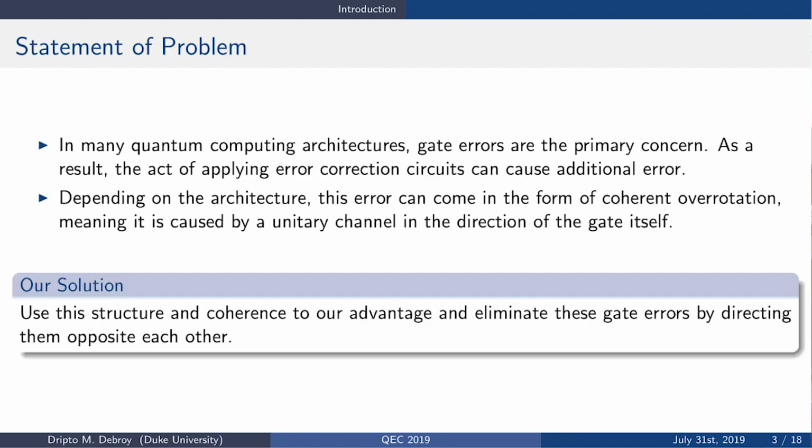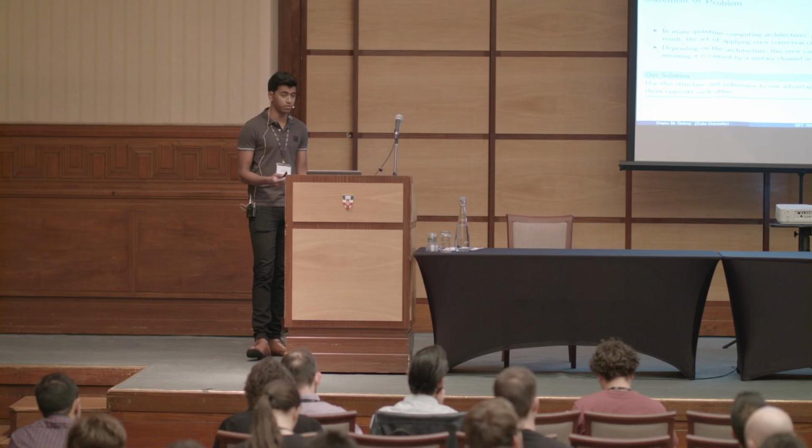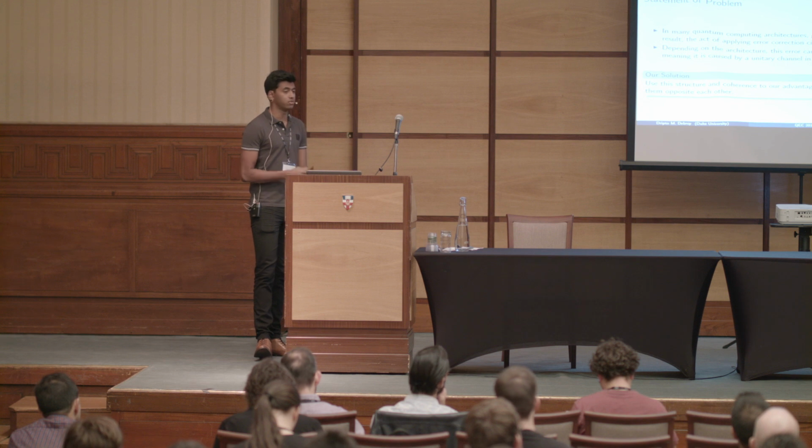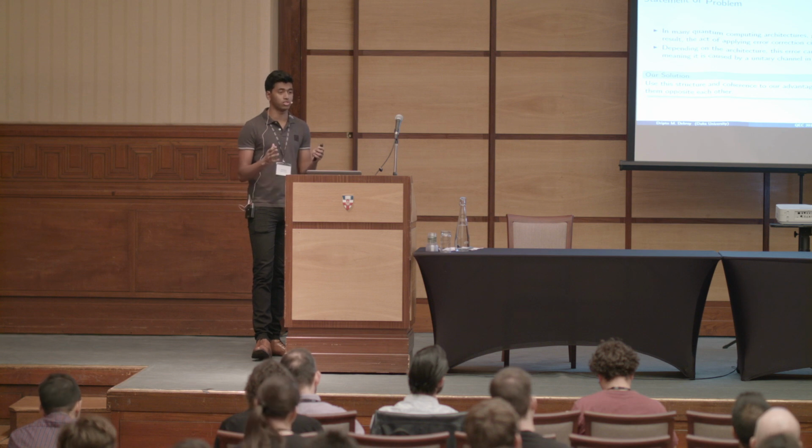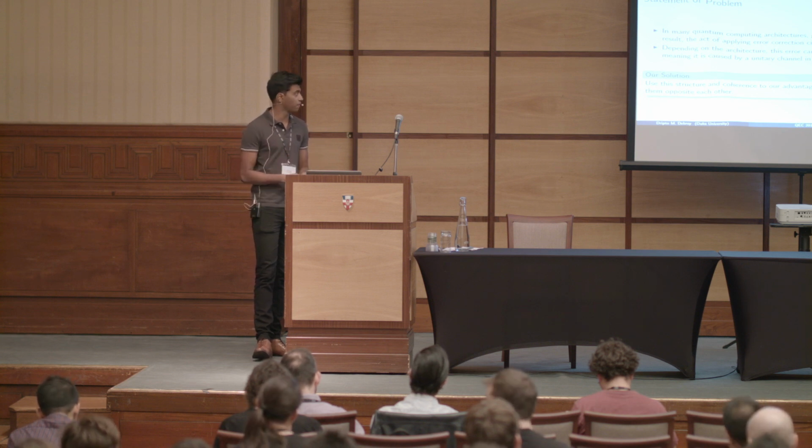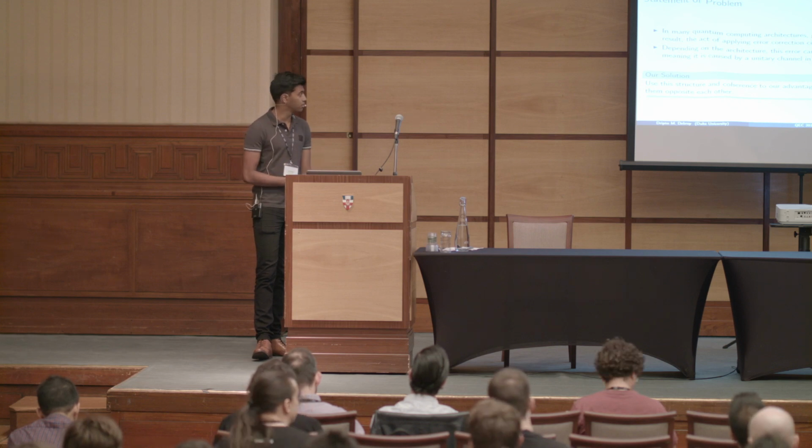So with that, let's look at our particular problem. In many computer architectures right now, gate error is a major concern. We want to avoid the situation where you have a clean code state coming in, you measure your stabilizers in order to check whether or not you're in a clean code state, and you actually damage your code in the process. So we're trying to look at gate error and how to remove gate error from our system. Depending on the architecture, this error comes from coherent over rotation, which is what we'll be talking about. That's a unitary channel in the direction of the gate. Our basic goal is to use the structure of knowing the direction of the errors in order to have them coherently cancel out.